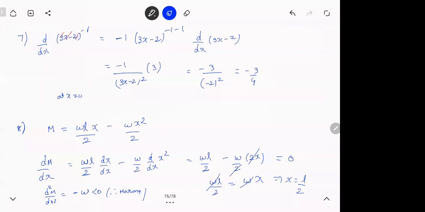The 10th one is an interesting one. Many people had a problem here. Look at the 10th one. Find the maximum possible area that can be enclosed by a wire bending in the form of a sector. First of all, you should know what is the area of a sector.